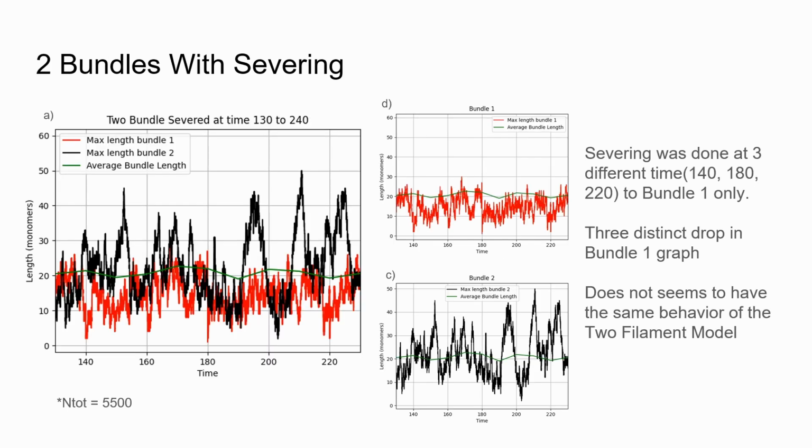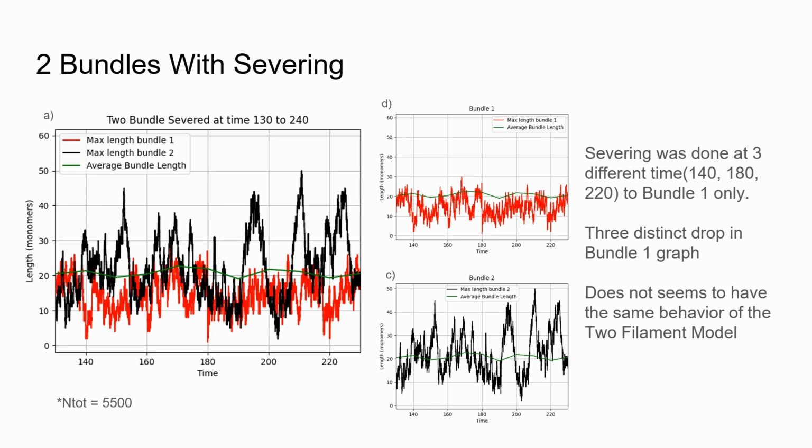Here is the 2-filament bundle with severing. I have only included the pool size of 5,500 because the other pool sizes would have too much overlap to be able to see the severing. I severed bundle 1 at 3 different time intervals, 140, 180, and 220. You can see 3 clear dips in bundle lengths in both the 2 bundle graph and bundle 1's graph.